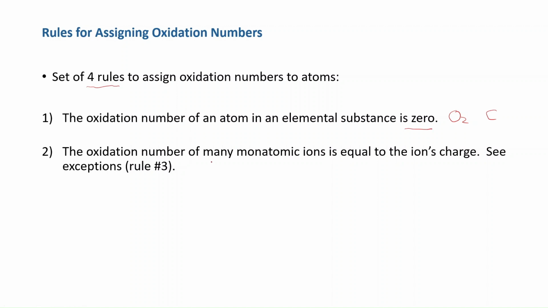For many monatomic ions, and many doesn't mean all, there are going to be exceptions, the oxidation number equals the ion charge. So you have sodium plus 1, the oxidation number is plus 1. You have chlorine minus 1, the oxidation number is minus 1. But there are exceptions, and that's what rule number 3 is all about.